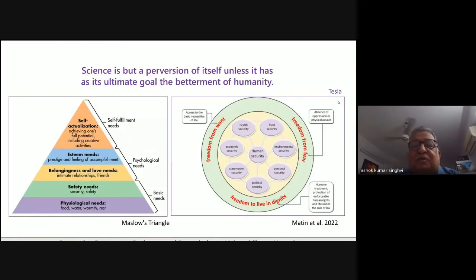One of the important roles of science is the welfare of humanity. And what we are looking at is the freedom from want, freedom from fear, and freedom to live in dignity. These are the essential elements. And these require securities of various kinds: health, food, environment, personal, political, community. And all these securities are critically dependent on three factors: resources, environment, and hazards. And all of them have to depend on quaternary geosciences for the future.